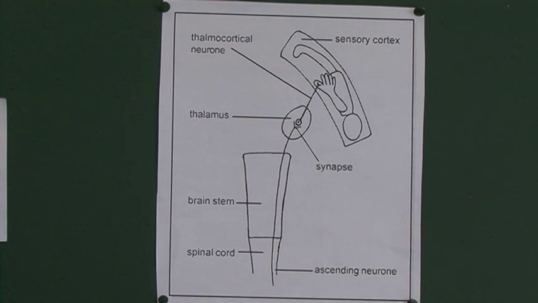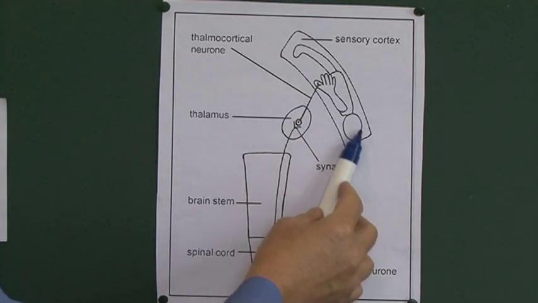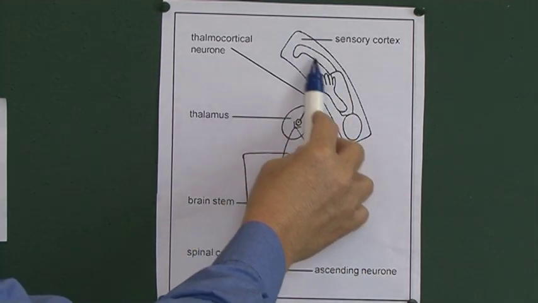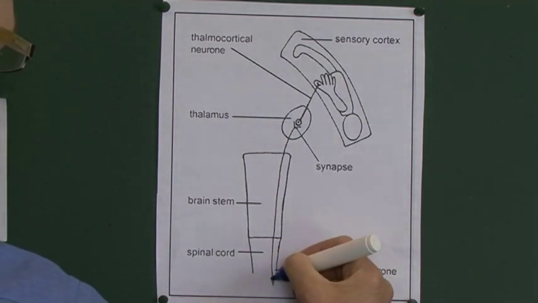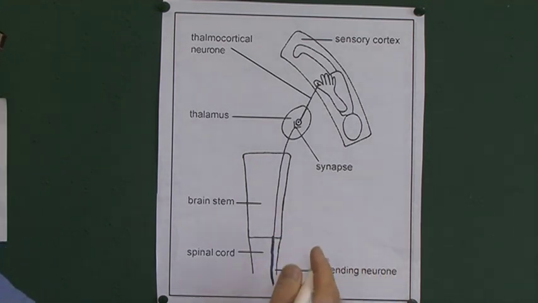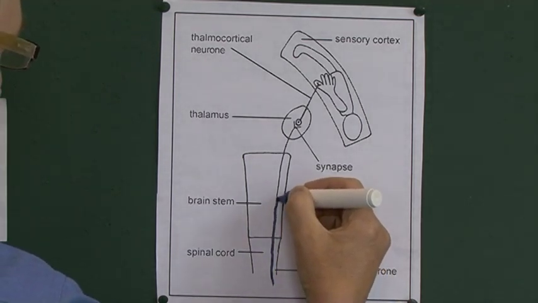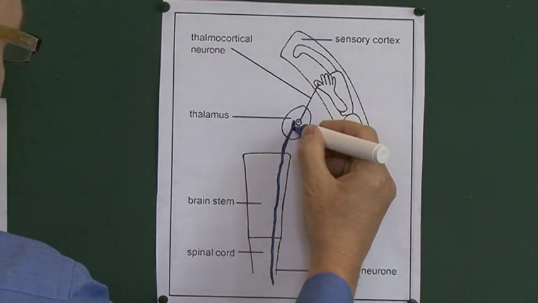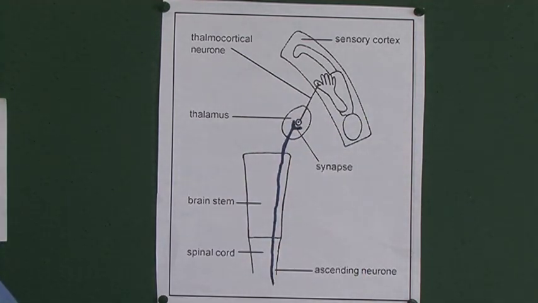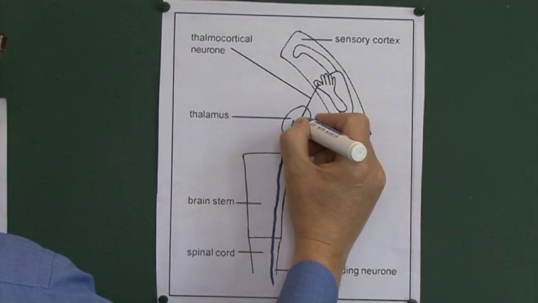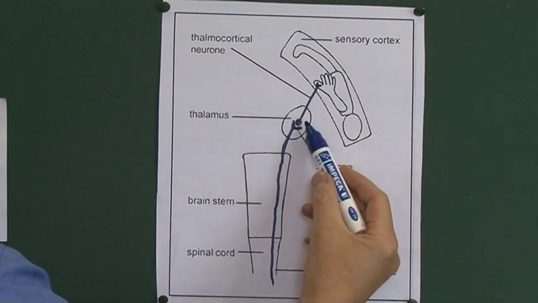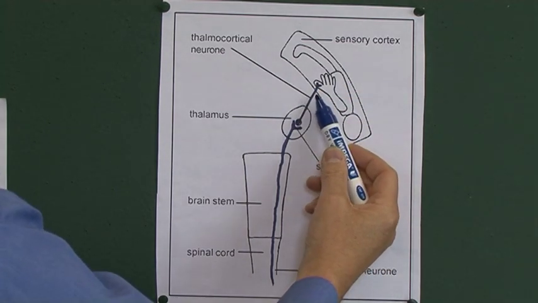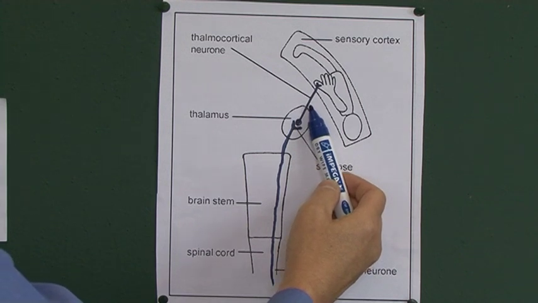Well, here's another diagram. We see the spinal cord, the brain stem, the thalamus and the sensory cortex in the parietal lobe. And we notice that the second order neuron is coming up the spinal cord, up the left side of the spinal cord, through the brain stem terminating in the thalamus, and then there's a third order neuron going from the thalamus to the sensory cortex. The thalamocortical neuron is the first order neuron. Sorry, the third order neuron.